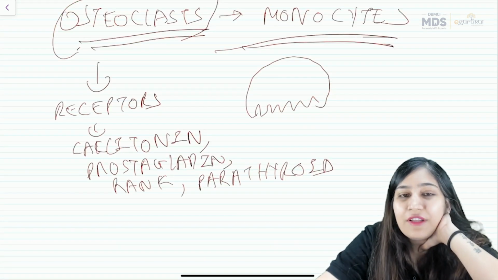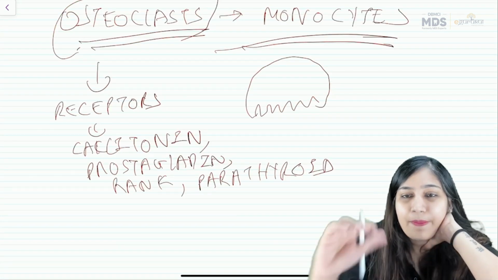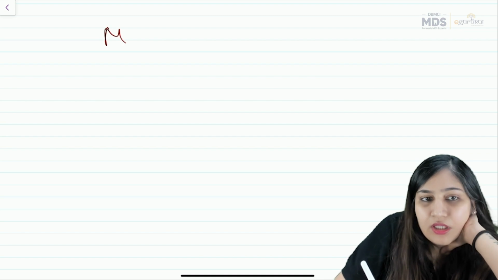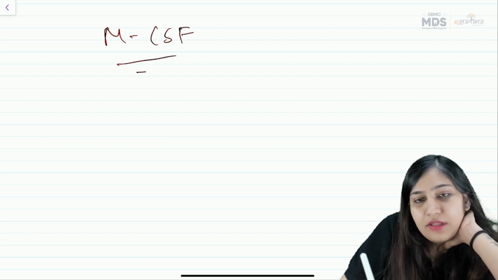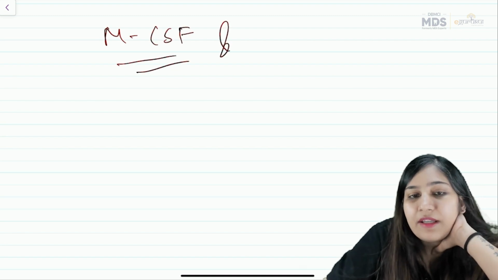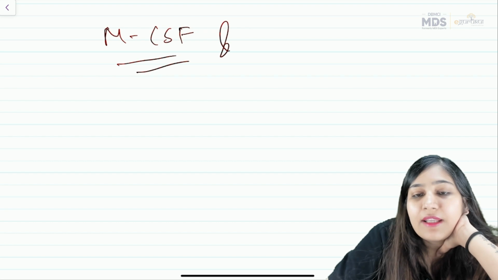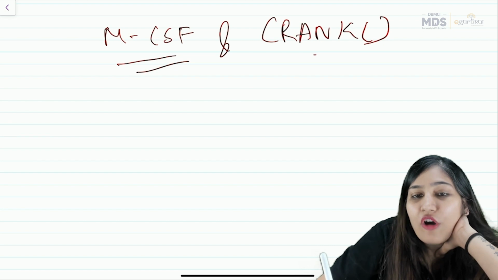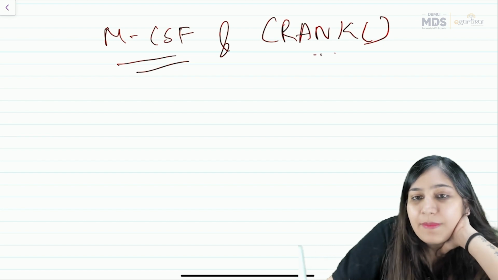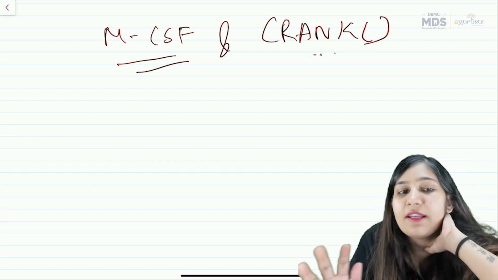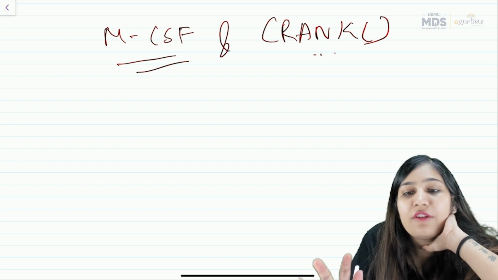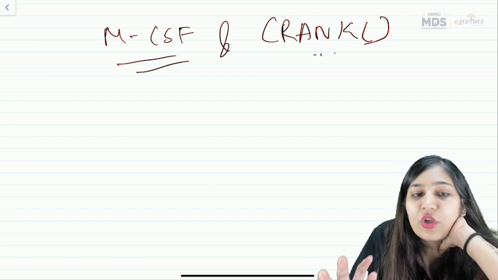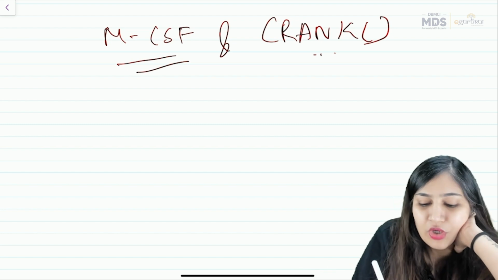So what is involved in the formation of osteoclast? MCSF and receptor activator of nuclear factor KB ligand, RANKL, which are released by the osteoblast, are important for differentiation of myeloid cells to mononuclear osteoclast precursor.